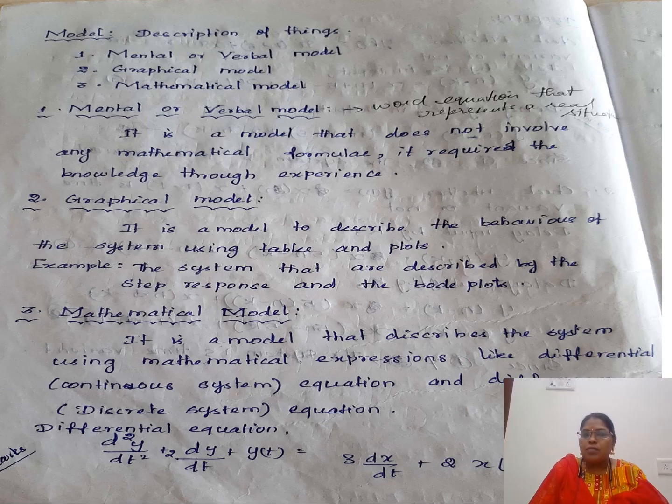So this is the description of a model. A model is nothing but a description of things, a description of any system. We have three types of model. The mental model does not involve any mathematical formula; through our practical experience and knowledge we can get that model. Next one is the graphical model, where using tables and plots with respect to time and frequency, we get the model. And for the mathematical model, you have to develop mathematical equations or differential equations. From the differential equation, we can easily convert that into a model.